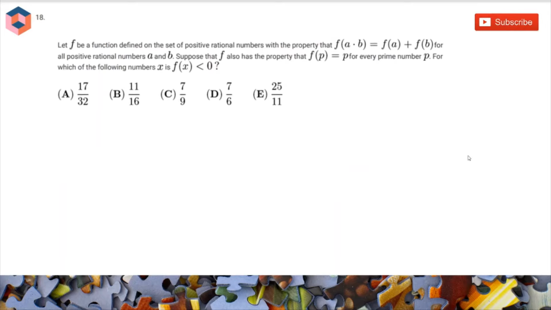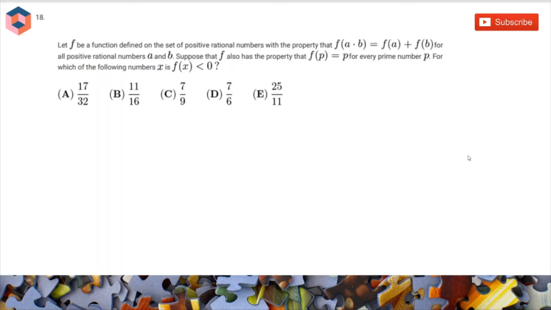Question number 18. Let f be a function defined on the set of positive rational numbers with the property that f of a times b is equal to f of a plus f of b for all positive rational numbers a and b. Suppose that f also has the property that f of p equals p for every prime number p. For which of the following numbers x is f of x less than 0?